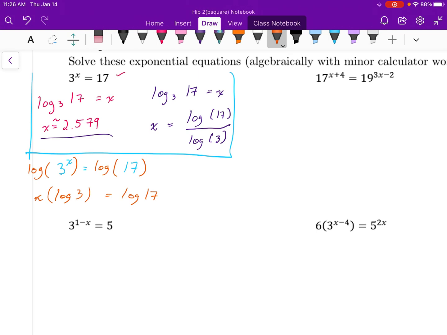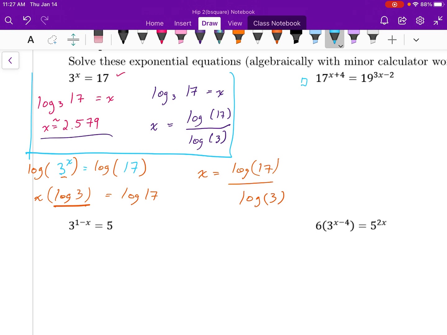So only my left-hand side changed. And I used the power law to bring down my exponent, essentially. Notice how my 3 turned into log 3. To solve for x, I'm going to divide both sides by log 3. Keep in mind that that's just a constant. So x really is log 17 divided by log 3. And there's your answer. All of these will equal 2.579. Hope that's good.